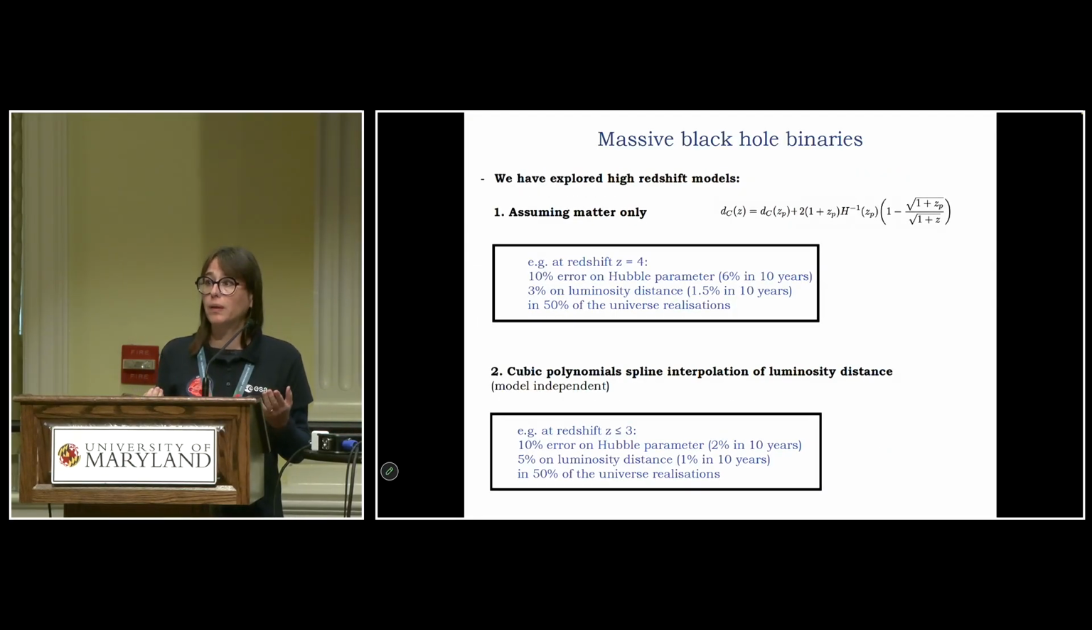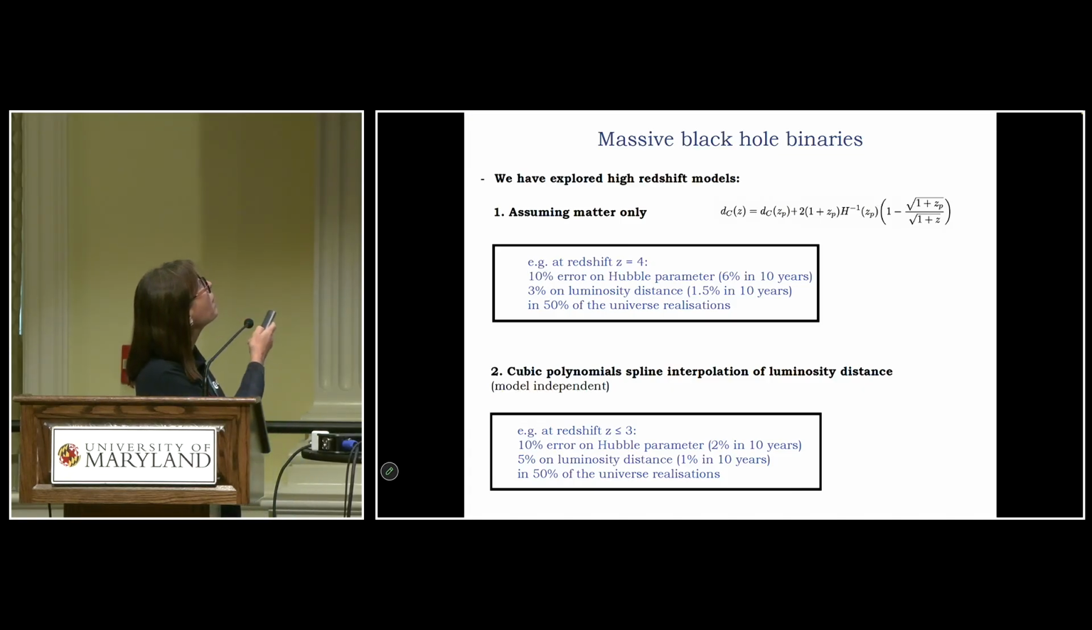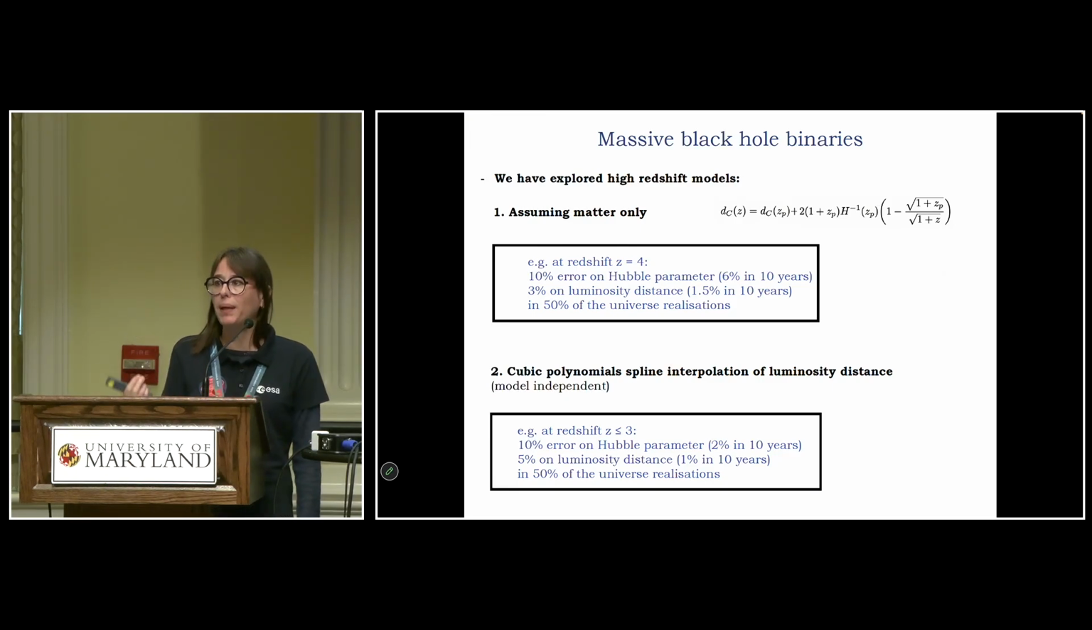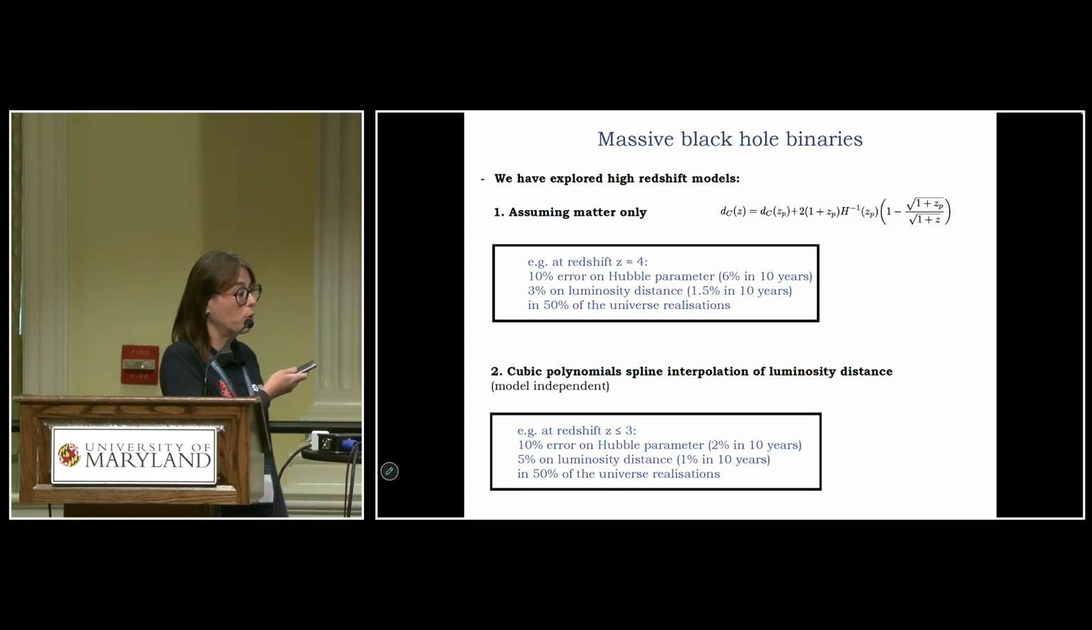So we explored a couple of high redshift models, and the first one was assuming that the universe is matter dominated, which is pretty logical at redshift about 4. There you see that we can have a 10% error on the Hubble parameter, 6% in 10 years, and 3% on the luminosity distance, and these are numbers that start to become competitive with future cosmological observatories that are able to probe the expansion at high redshift. We also considered a model-independent scenario in which we fit the luminosity distance with some splines, and here as well, the errors are quite promising.